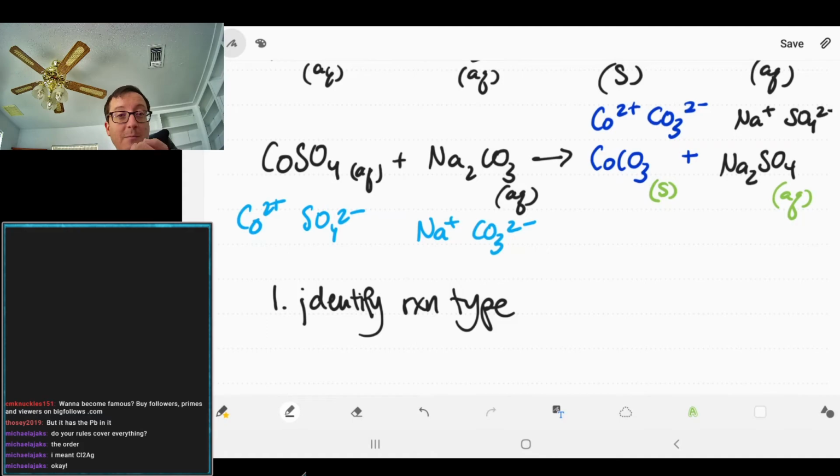Previously we had combustion, decomposition, and combination reactions. Those all had their own things. When you're given two ionic aqueous compounds, that's a double displacement reaction. So look at your reactants. That's going to tell you what reaction you've got.